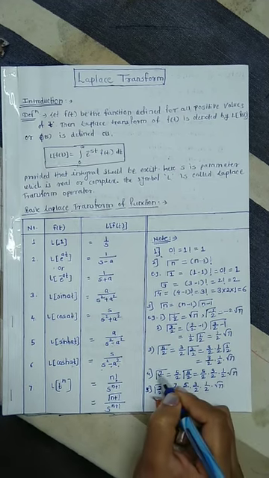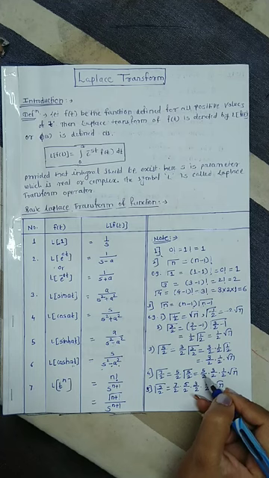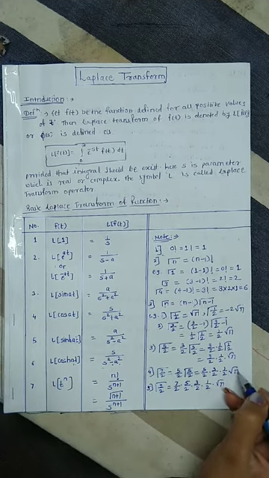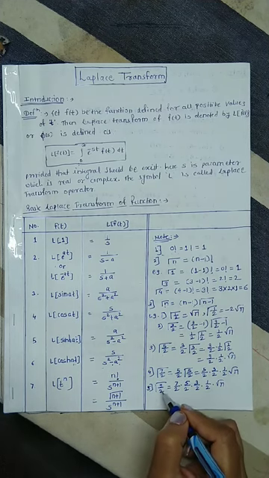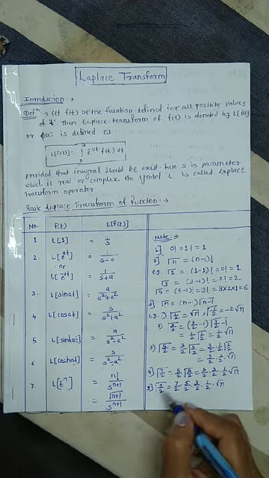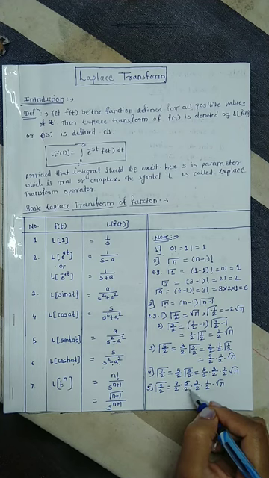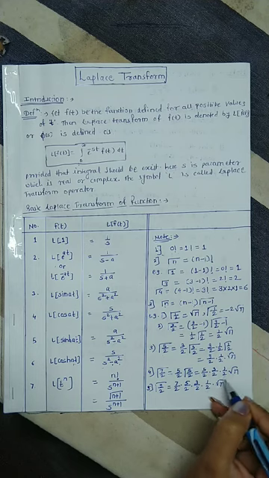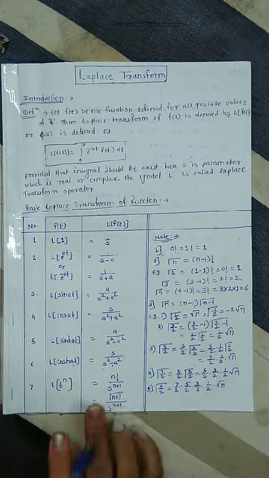Now gamma 7 by 2: subtract 1 from 7 by 2, that is 5 by 2, again subtract 1, 3 by 2, again subtract 1, that is 1 by 2, and last is root pi. Like that, gamma 9 by 2: subtract 1 from 9 by 2, we get 7 by 2, into again subtract 1, that is 5 by 2, again subtract 1, that is 3 by 2, again subtract 1, that is 1 by 2, and stop here by putting the last number root pi. This is called the gamma function.